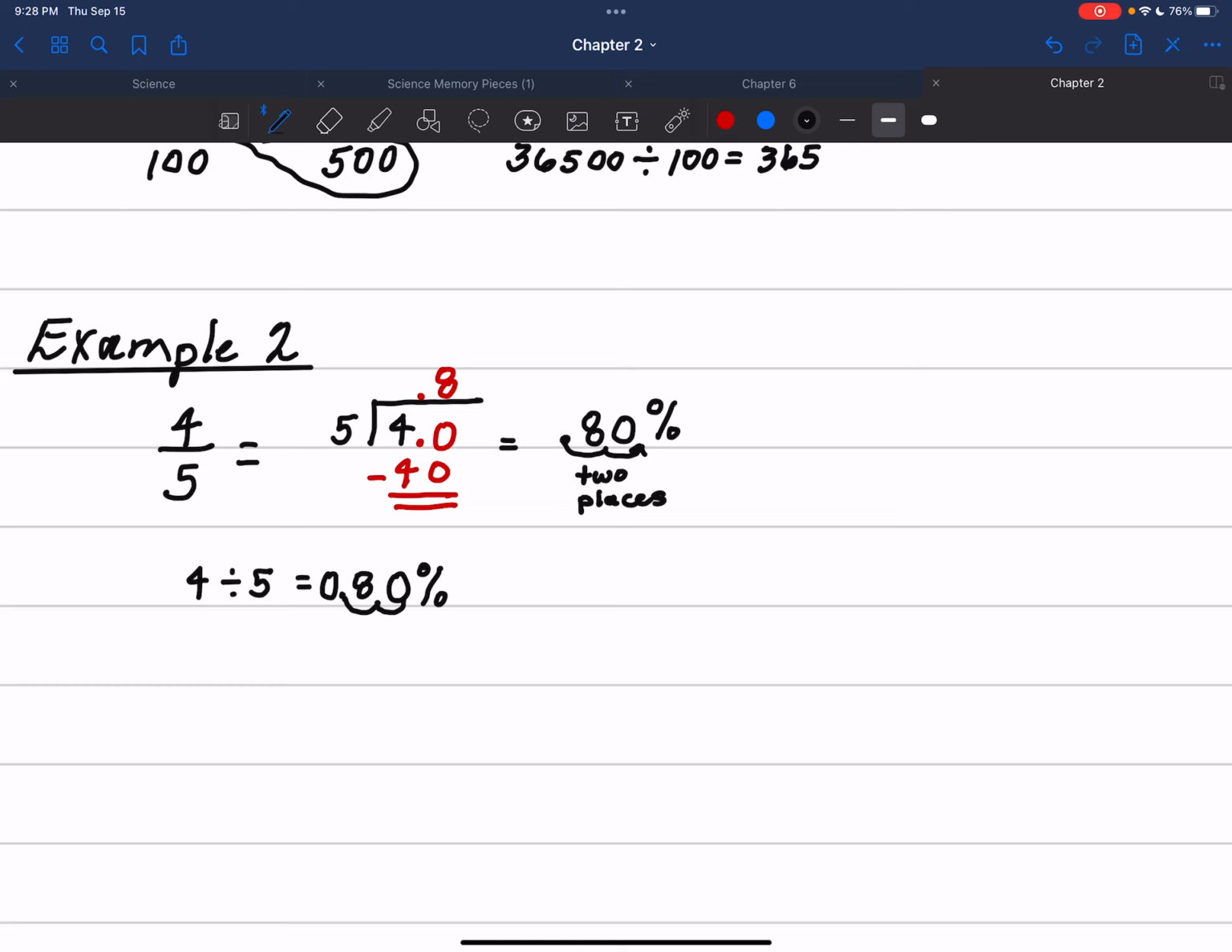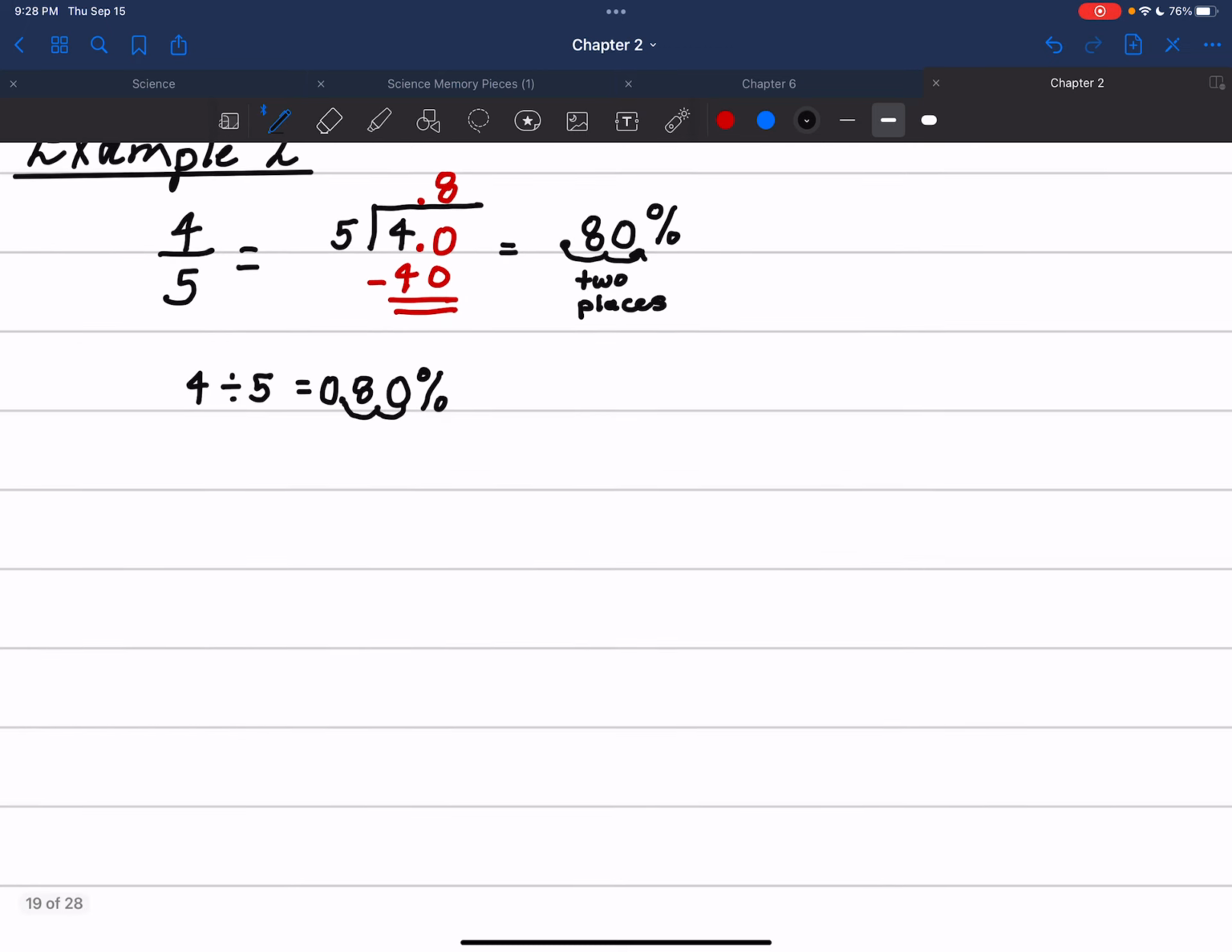There is another way that you can do this, and that's using that concept of scale factor. If you want to raise this up to 100%, you could even do a proportion right there. I'll show you that in just a second. But in order to get from 5 to 100, you have to multiply by 20. And so if you do that on this level as well, you will get 80 out of 100, which is 80%.